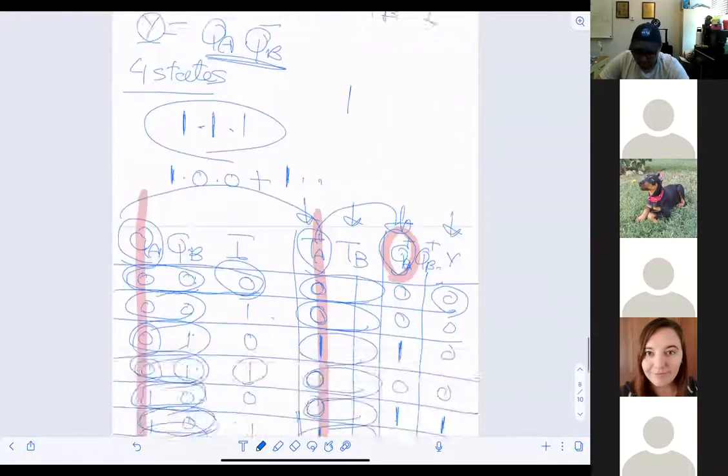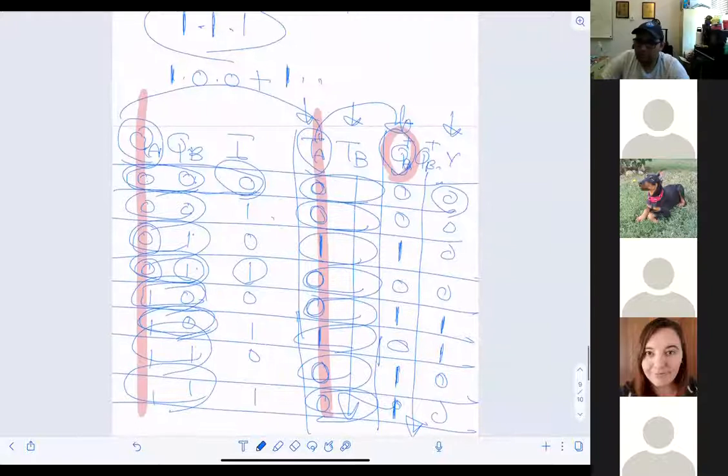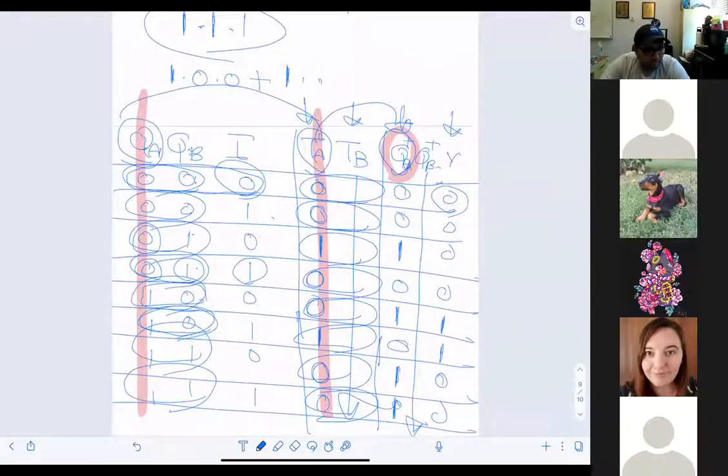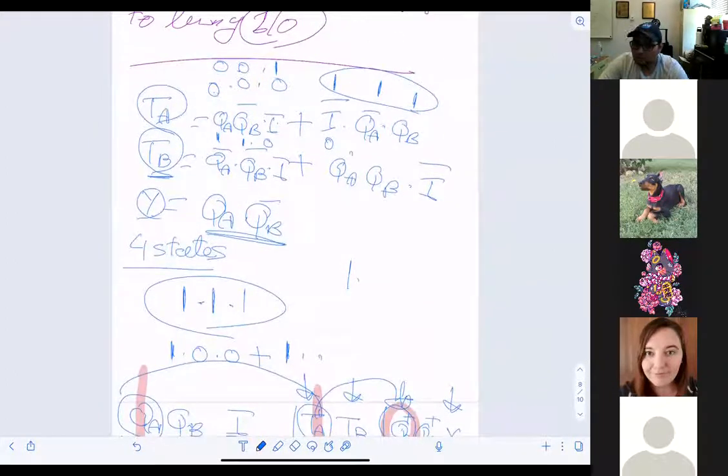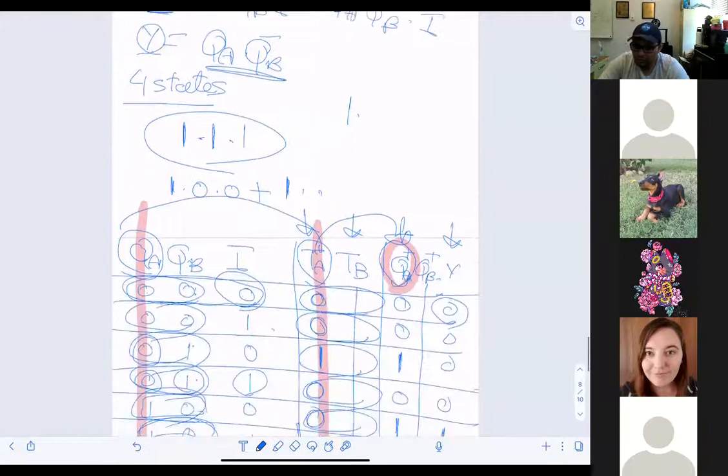Any questions? So what does this have to do with the 4 states that you wrote above? Can you scroll up just a little bit? Sure. Right there. When you wrote 4 states, where did that come from? That came from here, right?